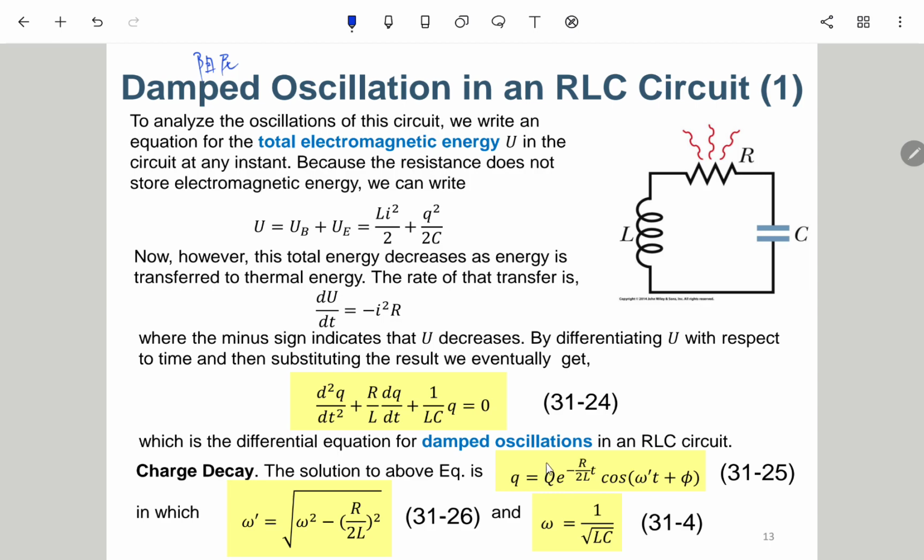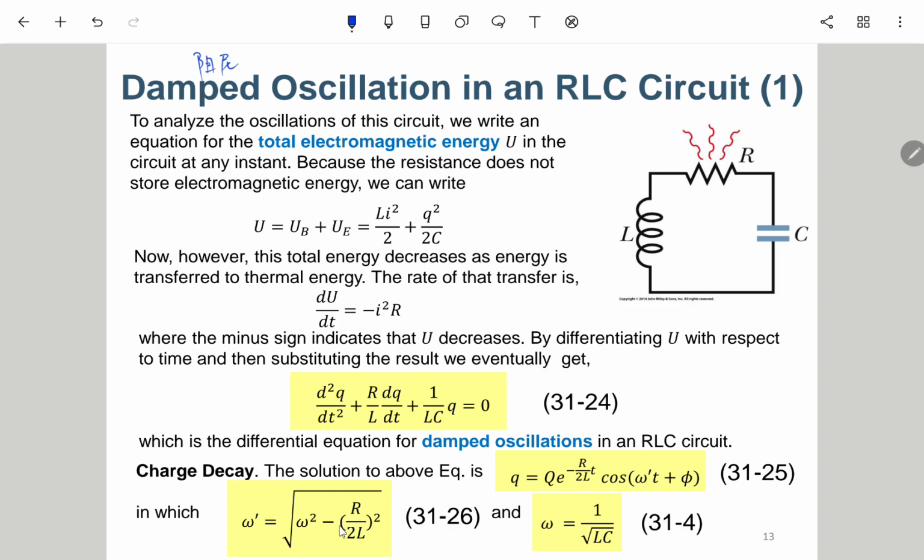Okay, so if you look at the solution, it is like this. You still have this Q, you still have this cosine of omega prime t plus phi. This omega prime is not 1 over square root of LC. It is a little bit different. The difference is that omega prime is the square root of this big thing, so we still have omega square here minus something.